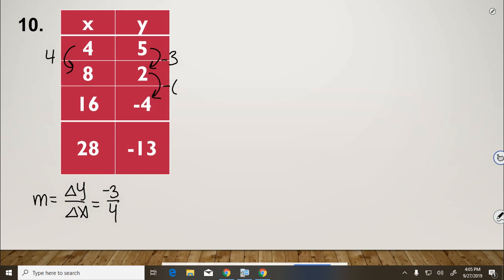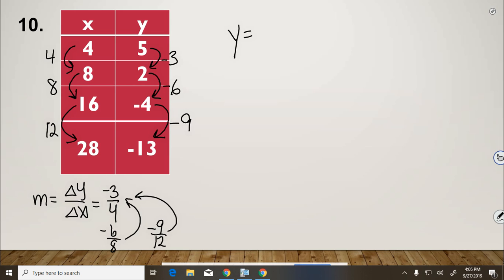2 to negative 4 is going down 6. 8 to 16 is going up 8. So it will be negative 6/8, which does simplify to negative 3/4. So we got that part right. Negative 4 to negative 13 is going down 9. And 16 to 28 is going up 12. And negative 9/12, if we divide both parts by 3, again is negative 3/4.